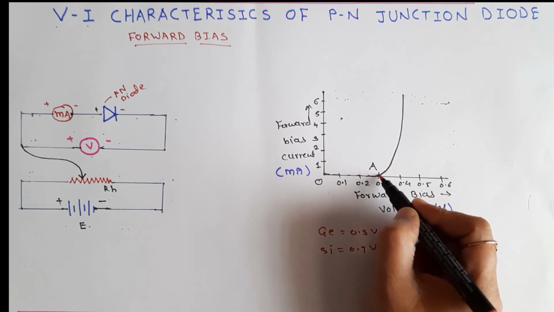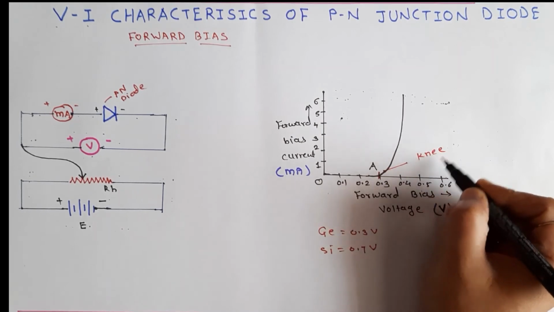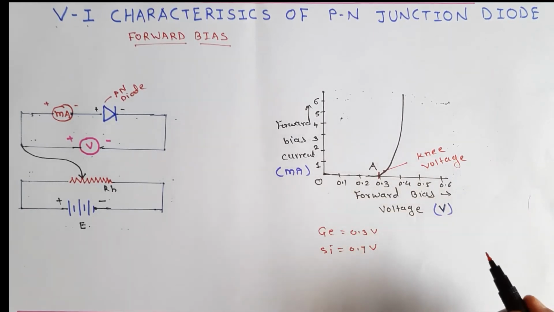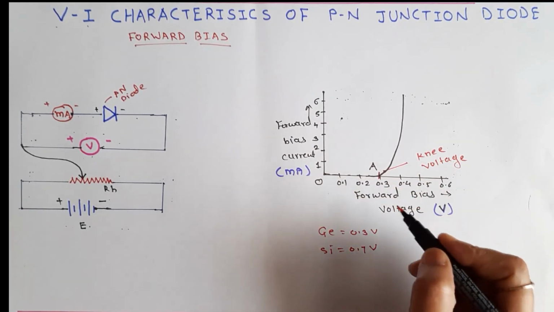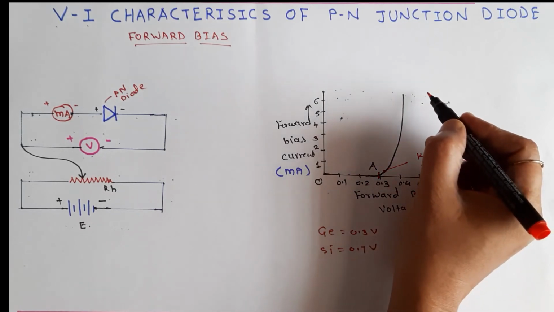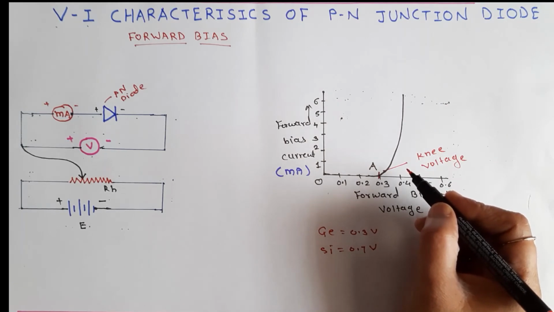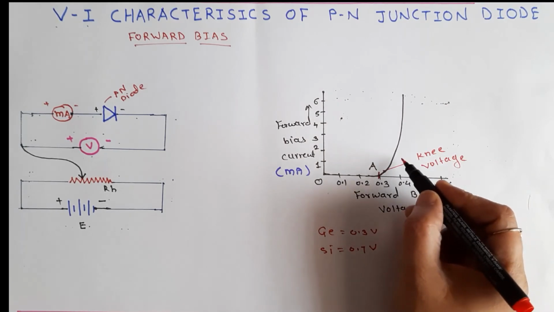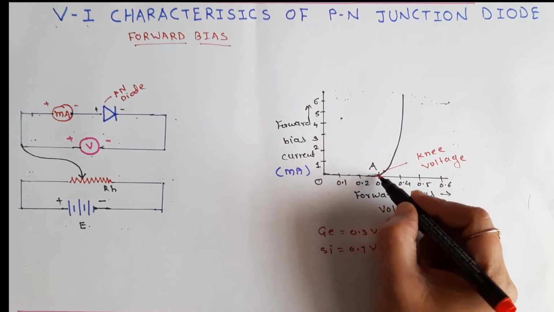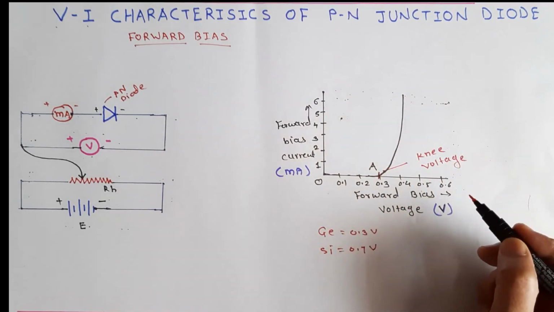This is known as the knee voltage. So in forward biasing, the current increases linearly and rapidly above the knee voltage, and the variation in current with increase of the forward bias is extremely slow below the knee voltage. So initially there is no current through the circuit, and after the knee voltage it increases rapidly.